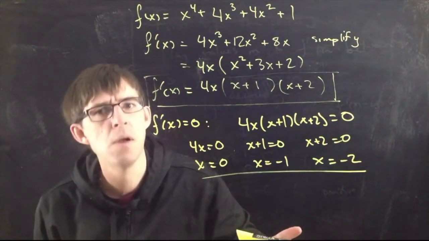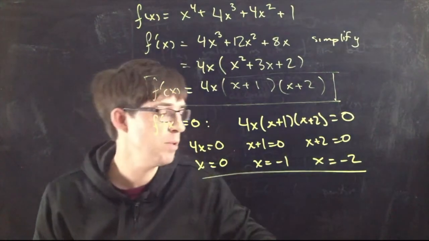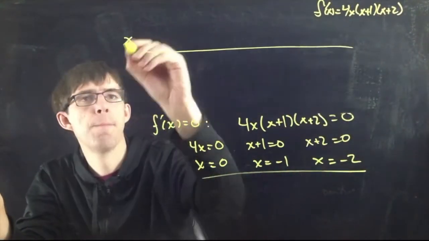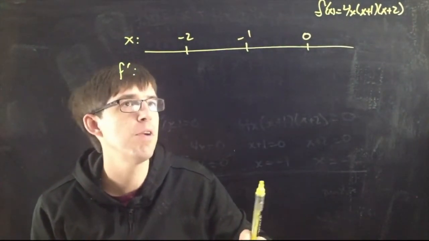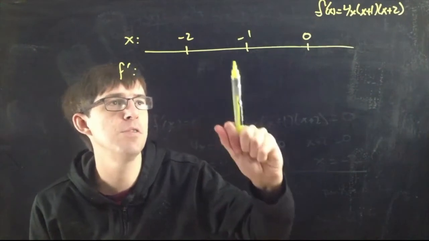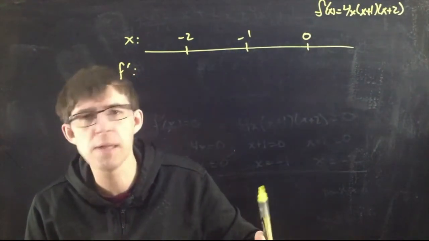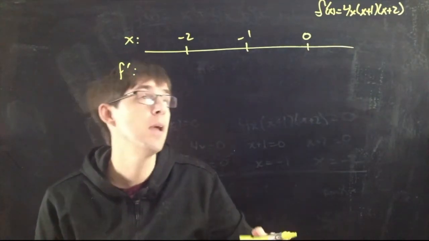What do we do next? Remember last time? We make a little chart which has those critical numbers labeled along the x-axis. All right, I got my chart. I have labeled the critical numbers. There were 3 of them: minus 2, minus 1, 0. Make sure you put them in order. This is supposed to be a number line, so put them in numerical order. That's our derivative, which we're going to be using as we go along.